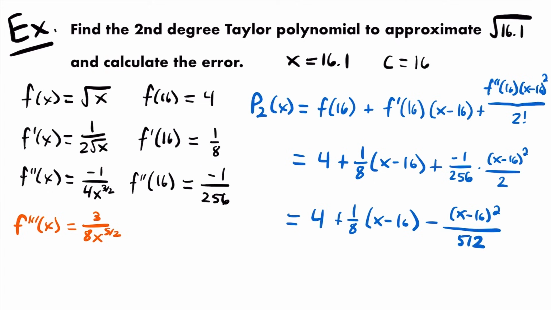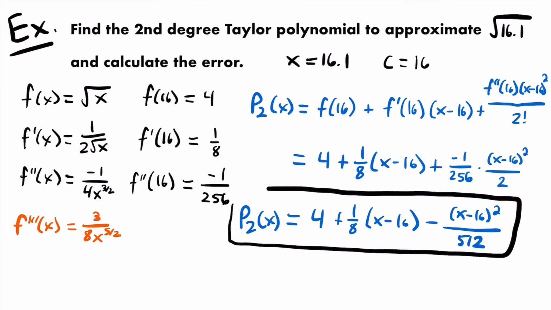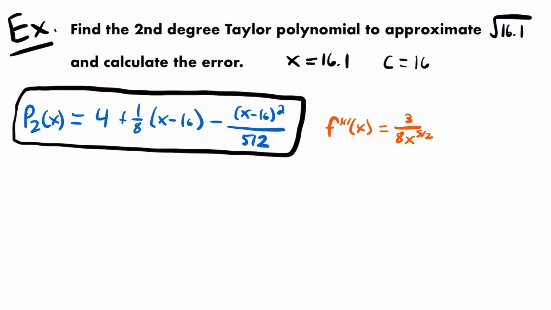All right, and so now what we have right here is the second degree Taylor polynomial centered at 16 for the square root of x. This is what we want to use to approximate the value of the square root of 16.1. Okay, so now at this point, we don't need any of this other work. All we need is our third derivative that we will use for our error and this second degree Taylor polynomial.